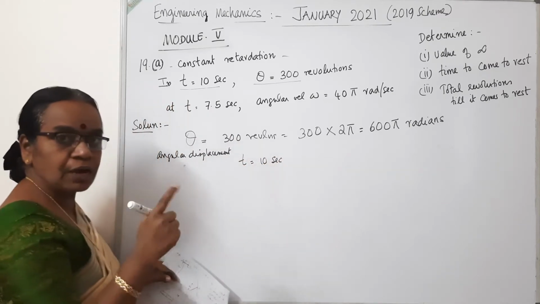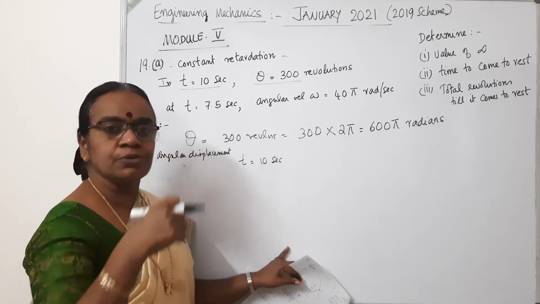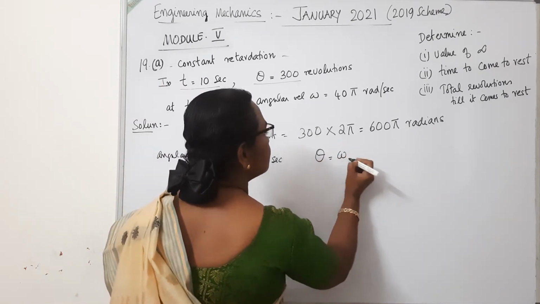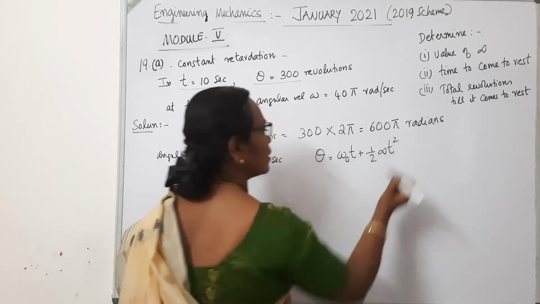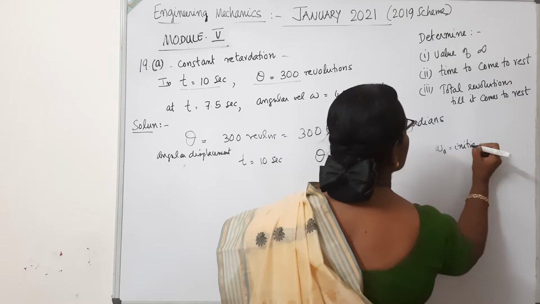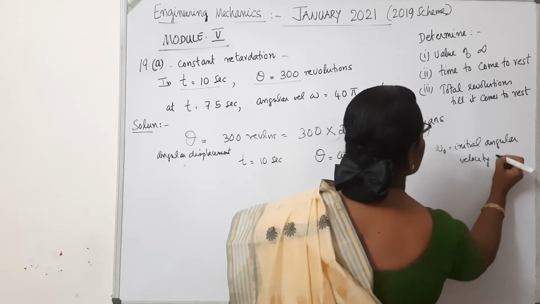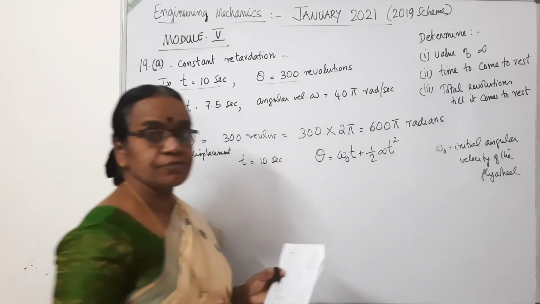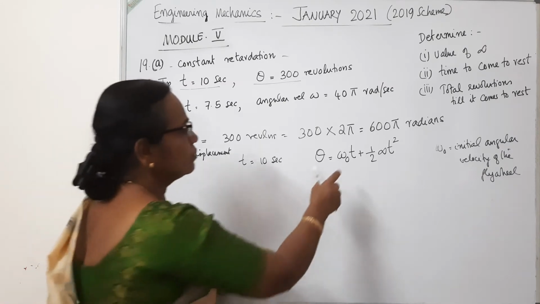So theta we have got in radians, and the time is t equal to 10 seconds. We have the expression for angular displacement: s equal to ut plus half at square. When we come to rotational motion, s corresponds to theta, so theta equals omega 0 t plus half alpha t square, where omega 0 is the initial angular velocity of the flywheel. We don't know whether it is starting from rest or not; it is not given in the question. So let us assume it starts with an initial angular velocity omega 0.